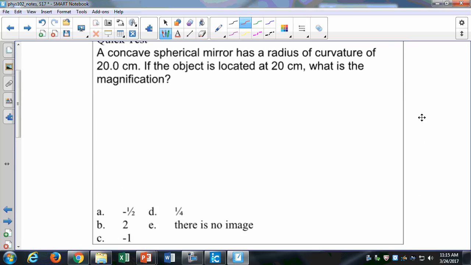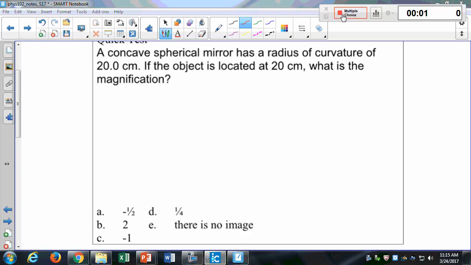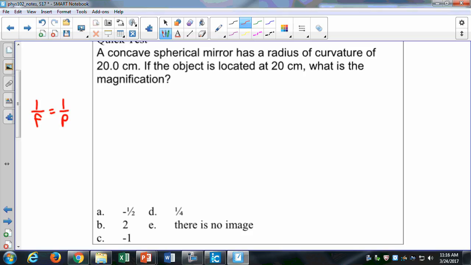Here's a sample problem. So I have a concave spherical mirror. There's the radius of curvature. That's where the object is located. I want to know what is the magnification. Couple equations for you to remember here. Your mirror equation, 1 over f equals 1 over p plus 1 over q. And then also you need to remember that the magnification is negative q divided by p.